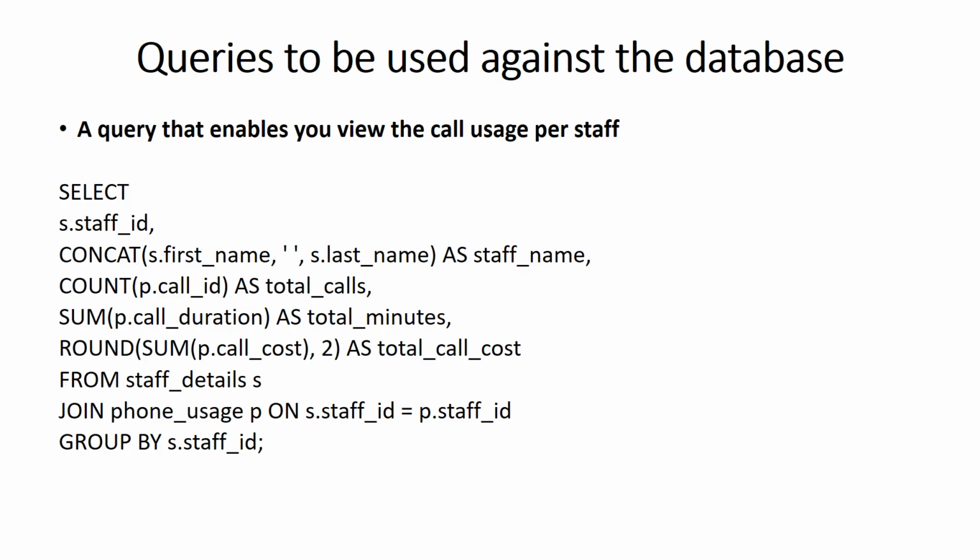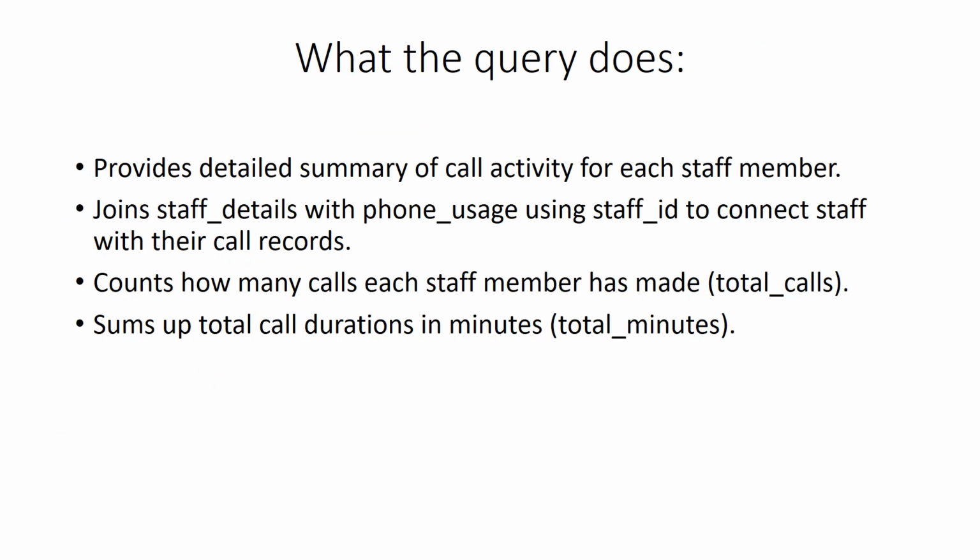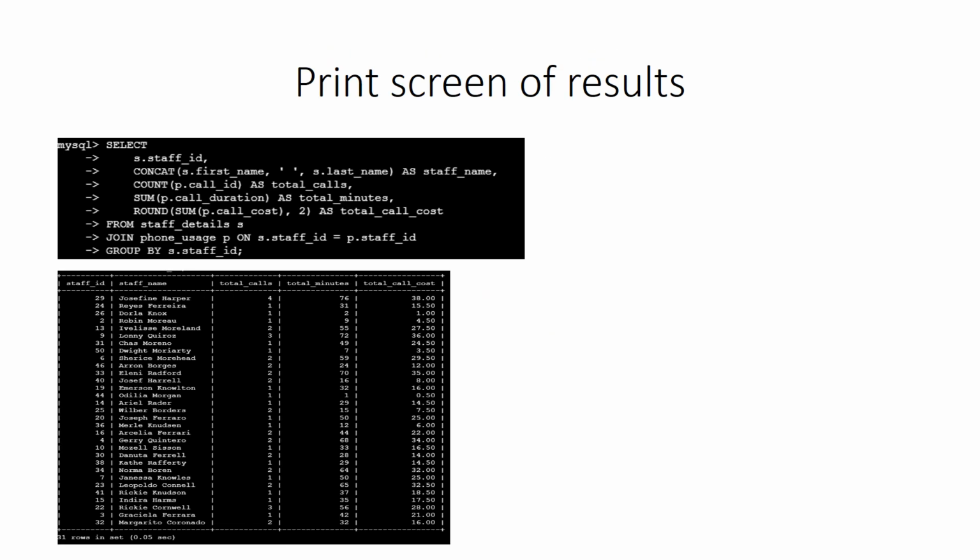I have 7 queries in my main project document, but for this presentation I'll stick to 2, and the first is a query that enables you to view the call usage per staff, and this is a summary of what the query does, and these are print screens of the actual results I get after running the query in my database. And like we can see, the query provides a detailed summary of the call activity for each staff member. It joins staff details with phone usage using staff ID to connect staff with their call records, and then it counts the total calls made by each staff member, and then it sums up total call durations in minutes and the total call cost.